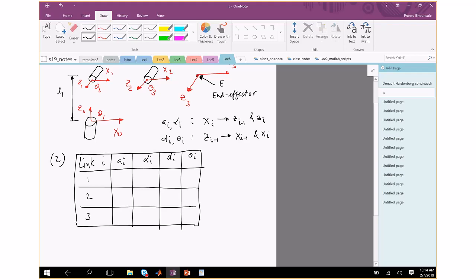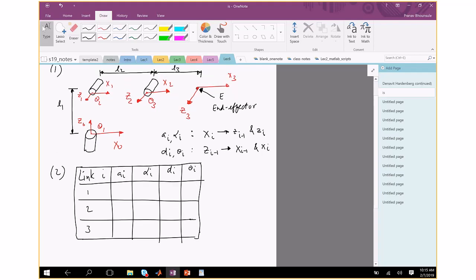Okay, so let's start filling this up. First these 4, and those 4, and then last. So to fill up the first two, we'll look at this thing. It says a is the distance, alpha is the angle, d is the distance, theta is the angle. So to find a_i, or in this case a_1, because i is 1, we need to find the distance between Z0 and Z1 along X1. Let's go to the figure.